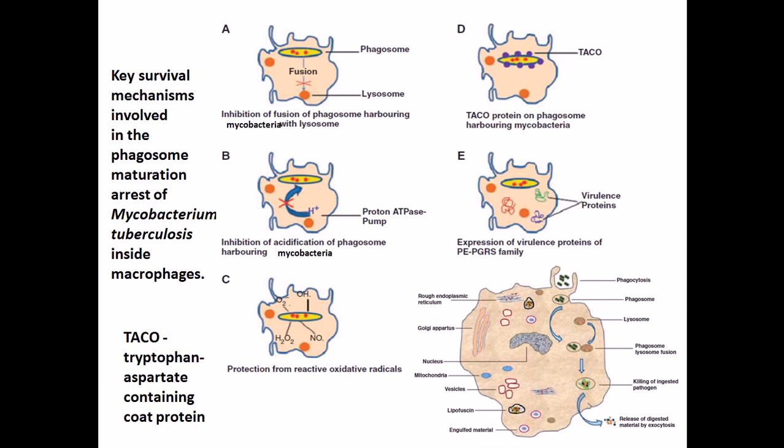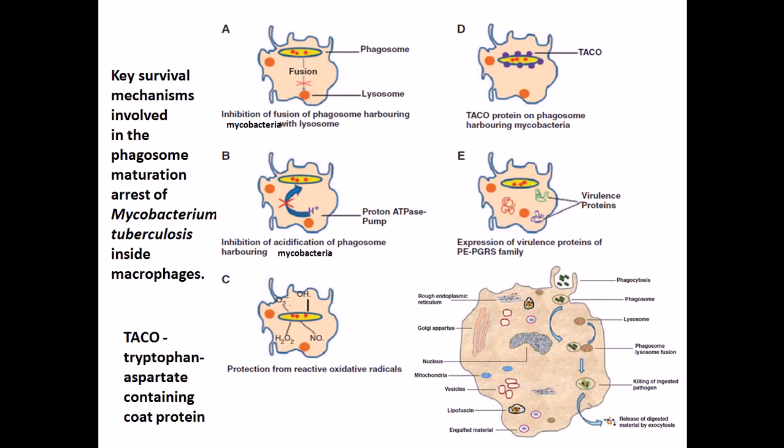The fourth one, they can produce TACO, which is called tryptophan aspartate containing coat protein. These are proteins found on the surface of the phagosome harboring the mycobacteria, so that it can bind with the cytoskeleton of the phagocyte, so that this phagosome may not be able to move along the cytoskeleton to finally go and fuse with the lysosome. So it will again eventually block the lysosome phagosome fusion by modulating the cytoskeleton of the host phagocytic cell, the host macrophage.